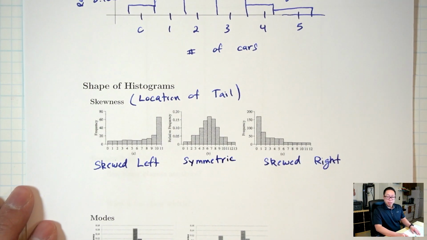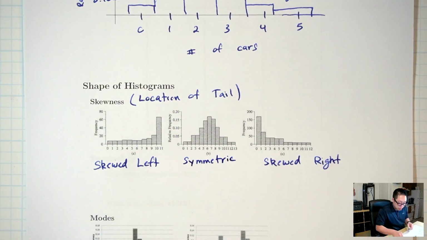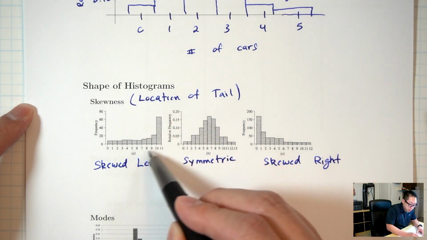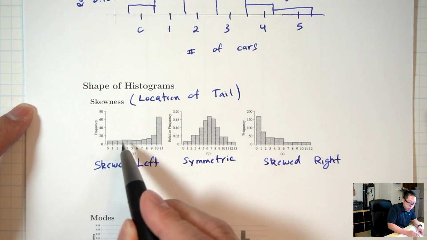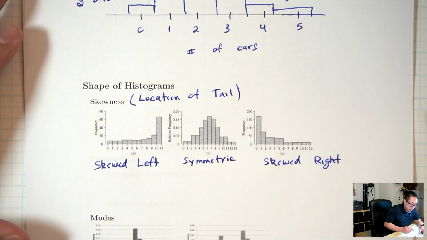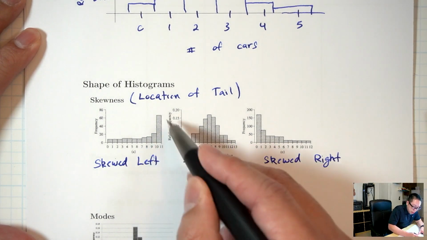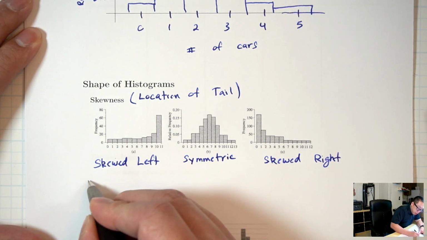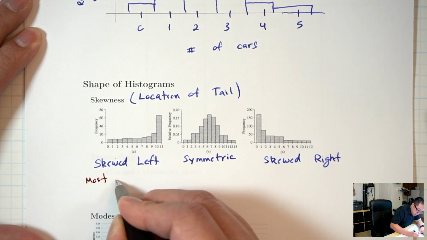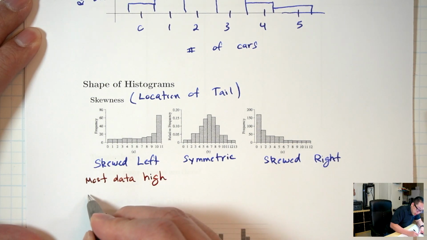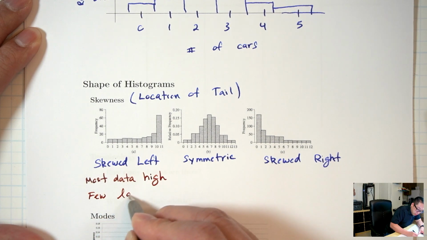Now, what does this mean? Now, for skewed left, notice that most of the data is over here. So most of the data is on the high side, and then you have a few on the left side. So for skewed left, what that really means in real life is that most of the data is on the high side, and then you have a few data values on the low side. So most data high, and then you have a few low.